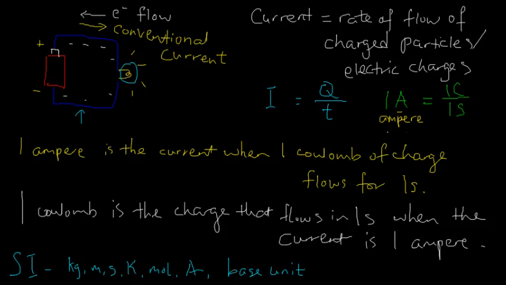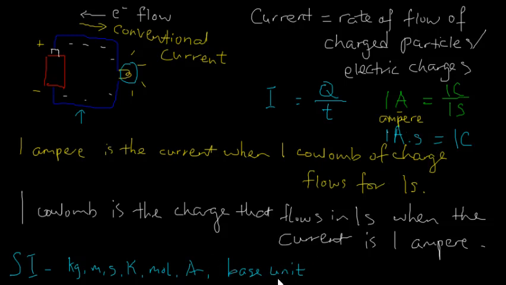So as a simple example, let's say coulomb, right? If I talk about coulomb, if you look at this expression, you see that I can express coulomb in terms of ampere times second. Just move the 1 second over to the other side, and I would actually have, if I just rearrange this, 1 coulomb is equal to 1 ampere second. So in that sense, I can express coulomb in terms of ampere and second.